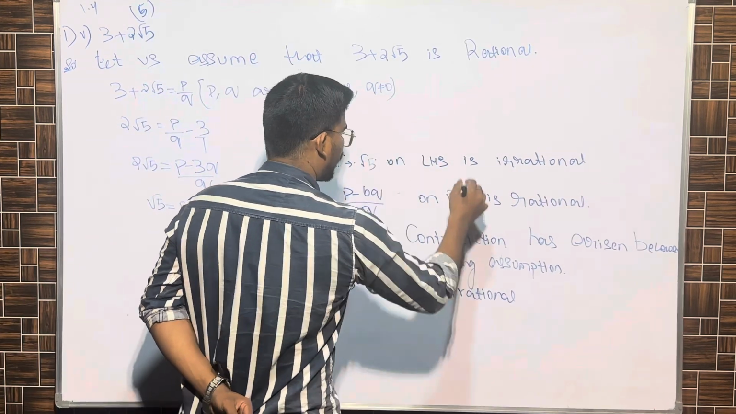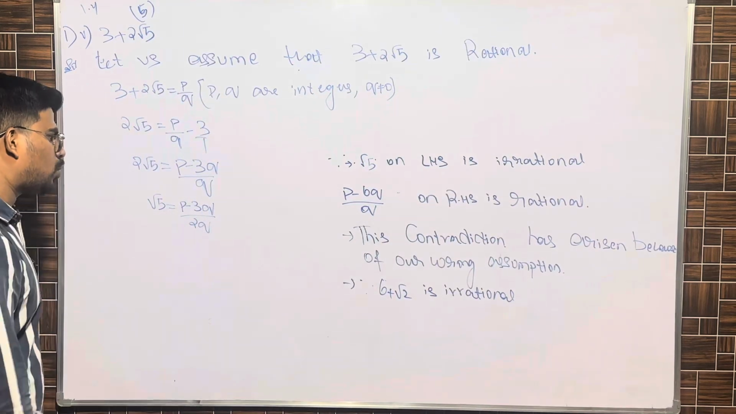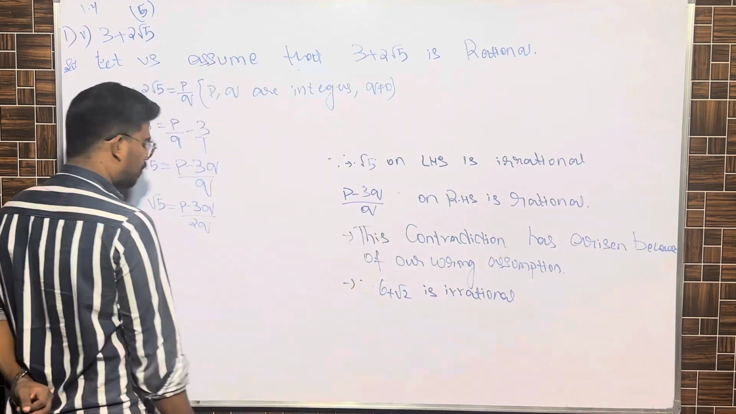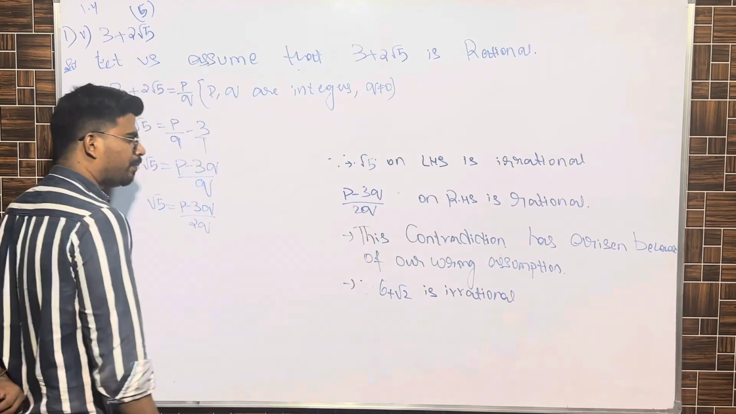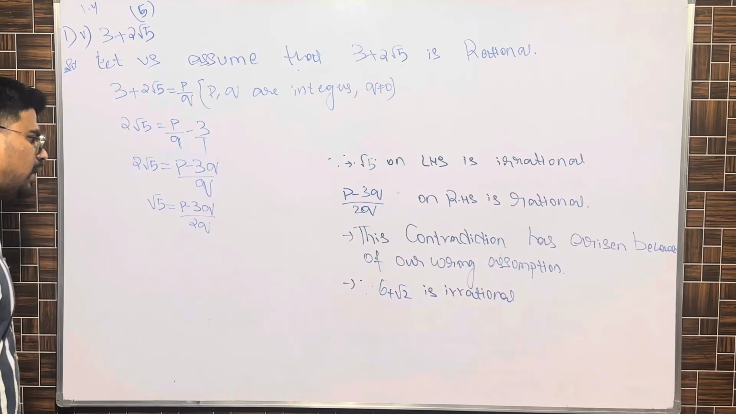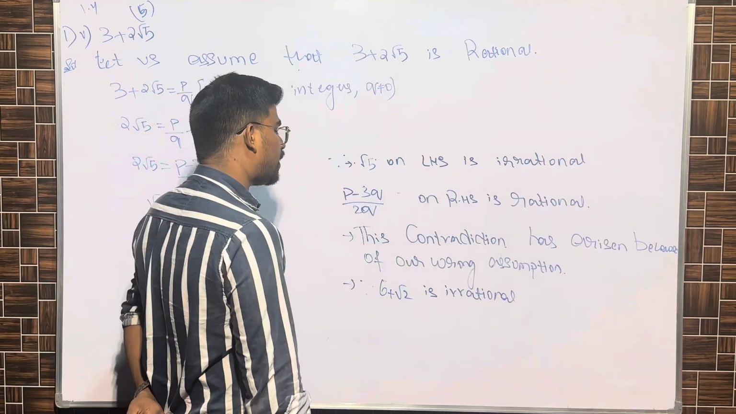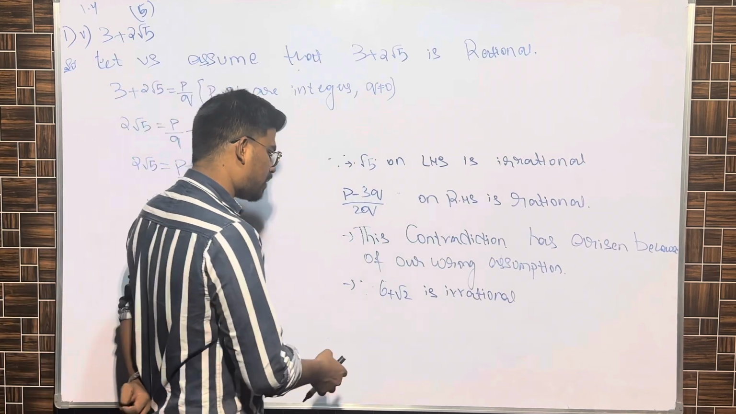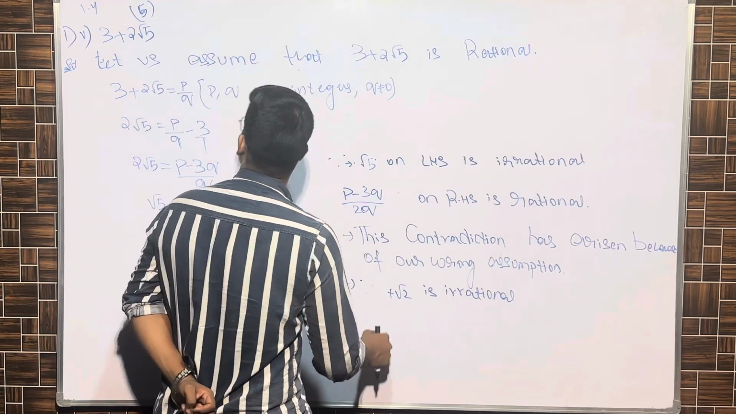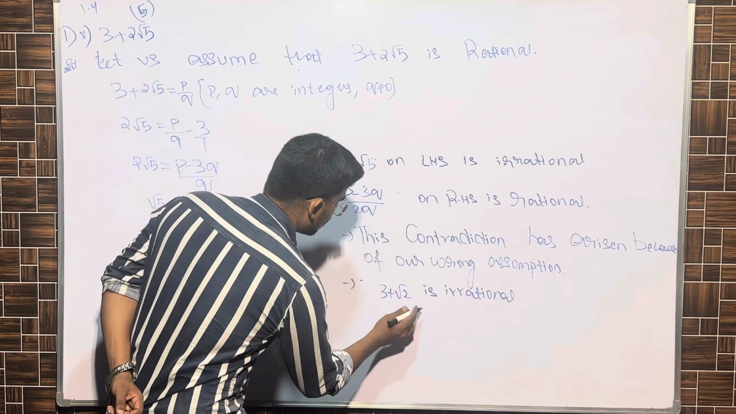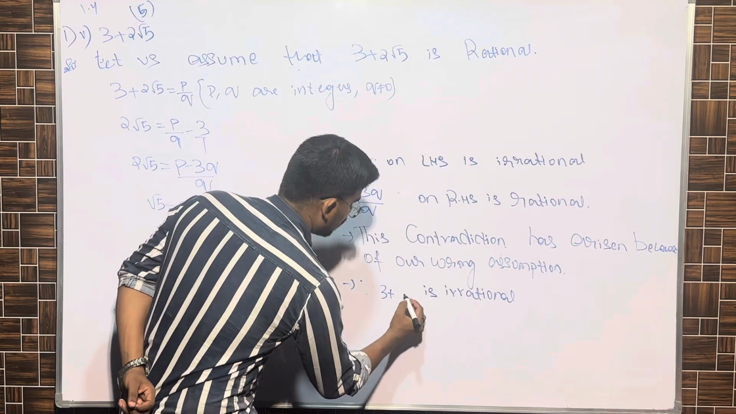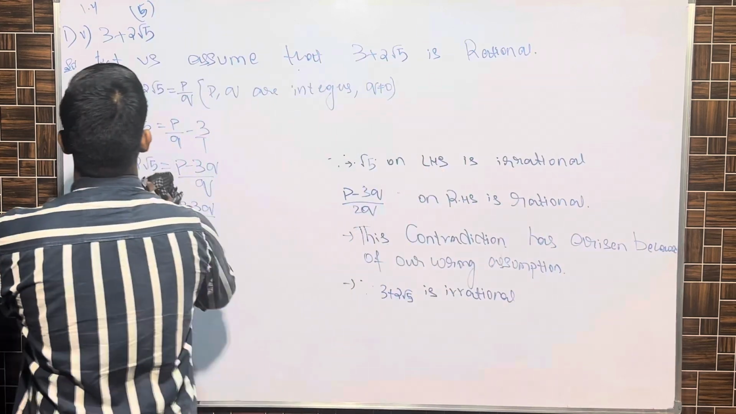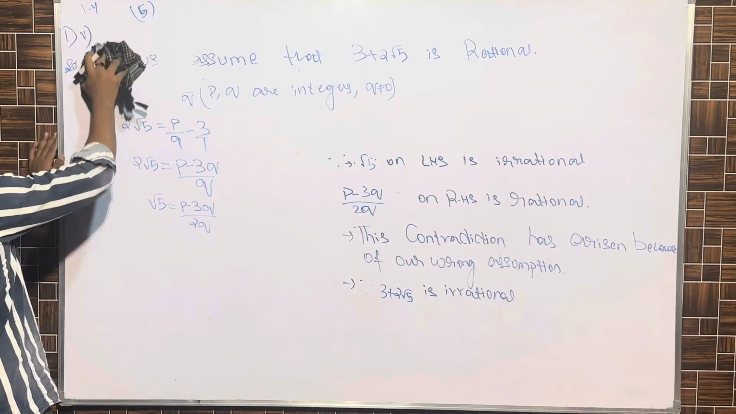Same, root 5 on LHS is irrational. P minus 3q by 2q on RHS is rational. This contradiction has arisen because of our wrong assumption. What was our wrong assumption? That it is rational. It is incorrect, which means the number 3 plus 2 root 5 is irrational. This is how it was.